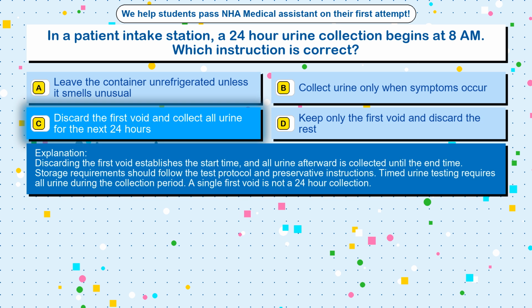Discarding the first void establishes the start time, and all urine afterward is collected until the end time. Storage requirements should follow the test protocol and preservative instructions. Timed urine testing requires all urine during the collection period. A single first void is not a 24-hour collection.